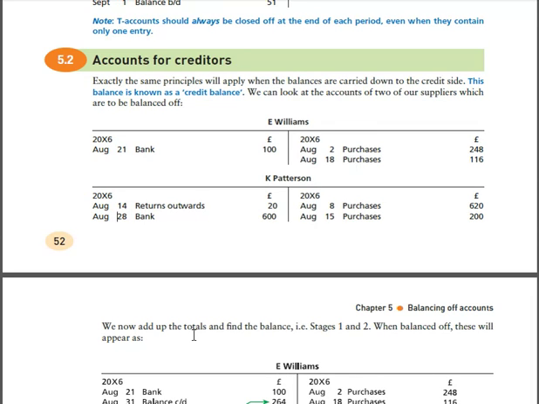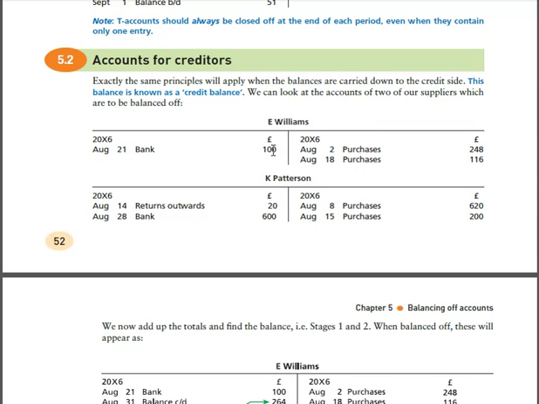So in this regard, we can see here that E. Williams, we made two purchases from E. Williams, but we only made one part payment of 100 euros. So just based on the totals, if we total both columns, we can see that there is a shortfall on the debit side. So we would do the same thing that we did for debtors. We will add 248 and 116, then we subtract it from 100.